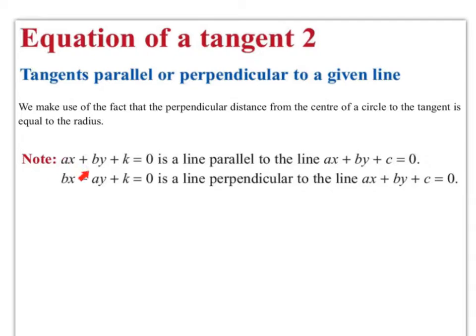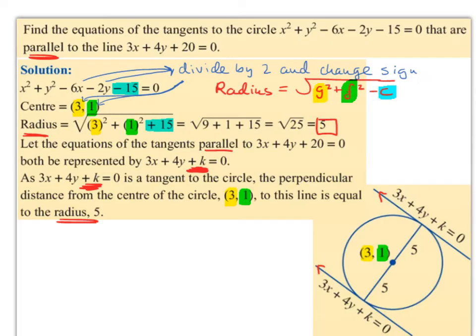And bx minus ay plus k equals 0 is a line perpendicular to the line ax plus by plus c equals 0. So notice that the coefficient of x swaps with the coefficient of y, and the coefficient of y swaps with the coefficient of x, and then the sign between them changes. And instead of plus k, we just have plus c, or vice versa.